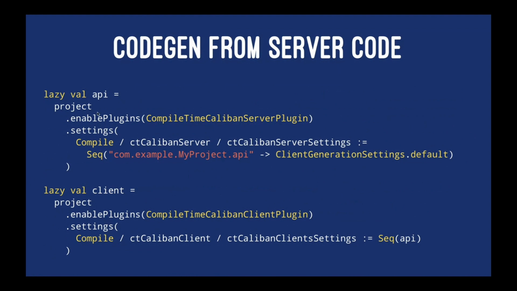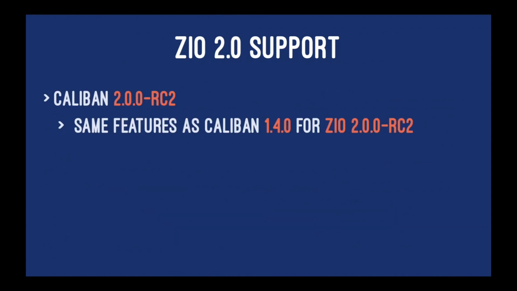So it's just a little SBT configuration. You have a plugin that you enable on your API project and on your client project. And on the API project, you give the location of your GraphQL API together with some generation settings. And then on the client side, you just target your server project, your API project, and it will generate the client from that. That is really convenient if you use Caliban on both sides.